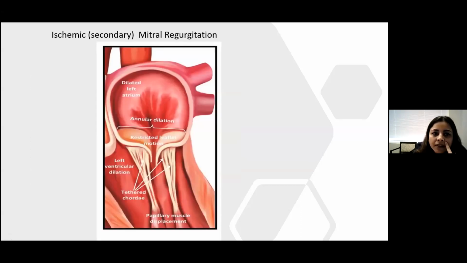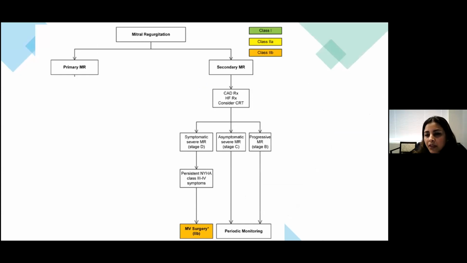Functional MR is the one that we are going to talk about for the sake of this talk, and this is secondary to ischemic or non-ischemic myocardium, where the LV has remodeled, with a dilated left atrium and a dilated left ventricle that leads to annular dilatation. Tethered chordae and leaflets, either because of ischemia, have remodeled over time with dilatation, which leads to regurgitation. The guidelines that we're going to talk about have been updated from 2014 to now 2017 with some caveats.